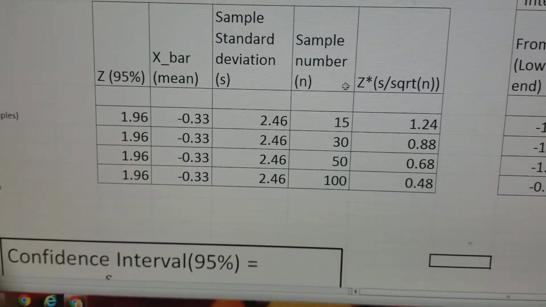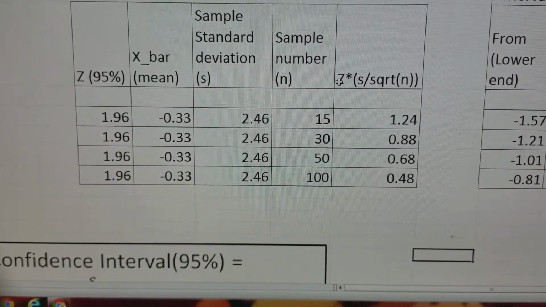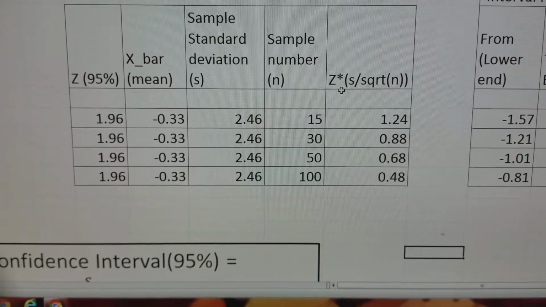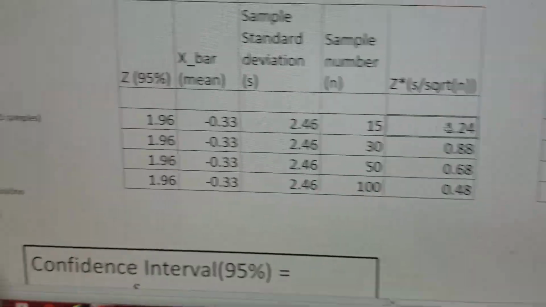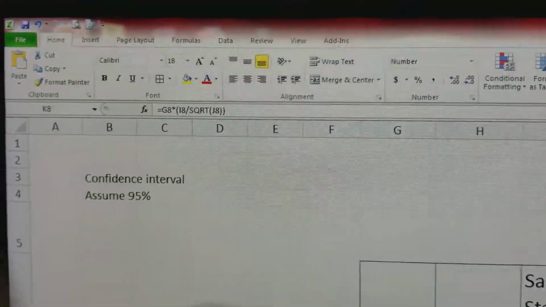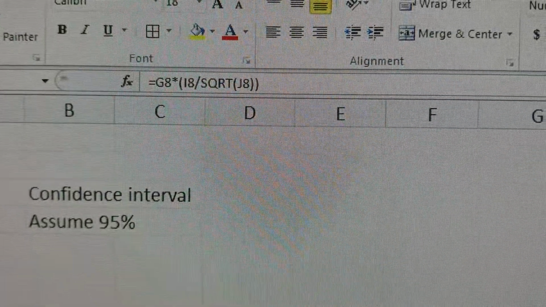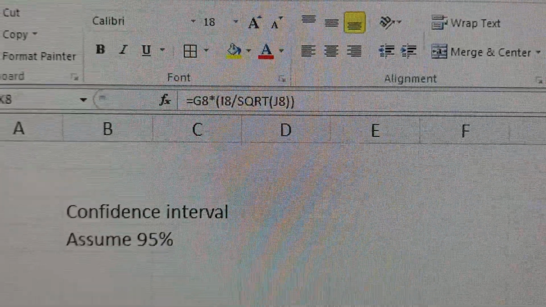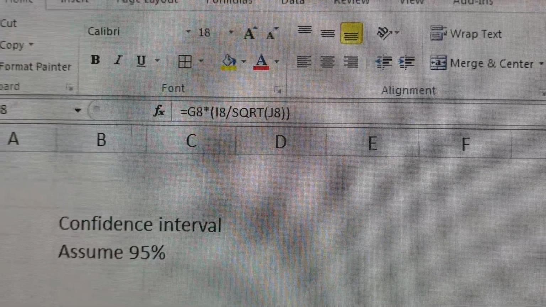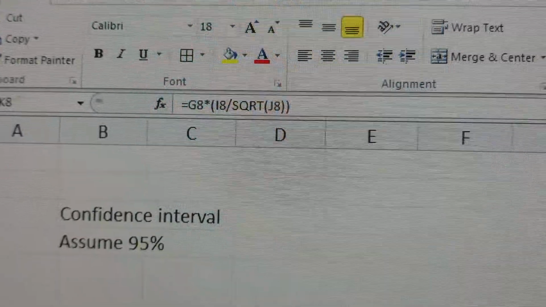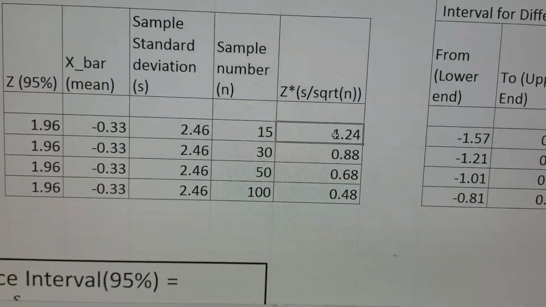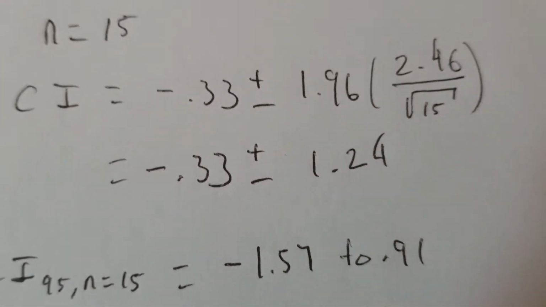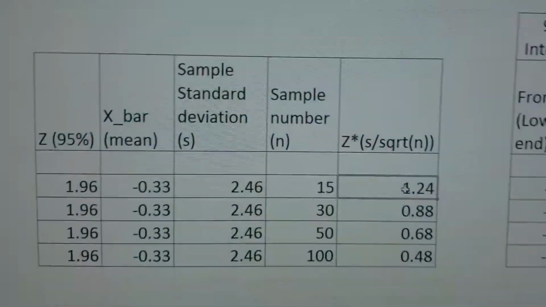Now we're going to do this calculation. So it's basically going to be z multiplied by s divided by the square root of n. And you take a look at this. The way this is presented is a little bit different, but it's still the same mathematics, except that we're doing this in Excel. Remember, don't get intimidated by all of this. This is the same thing as we did over here, except that it's just a lot faster.